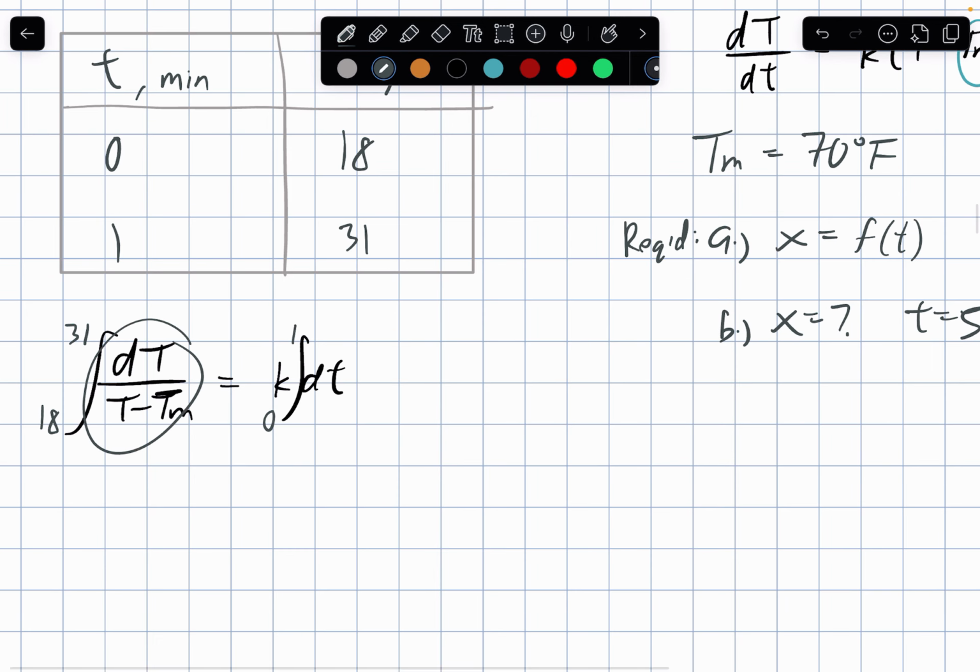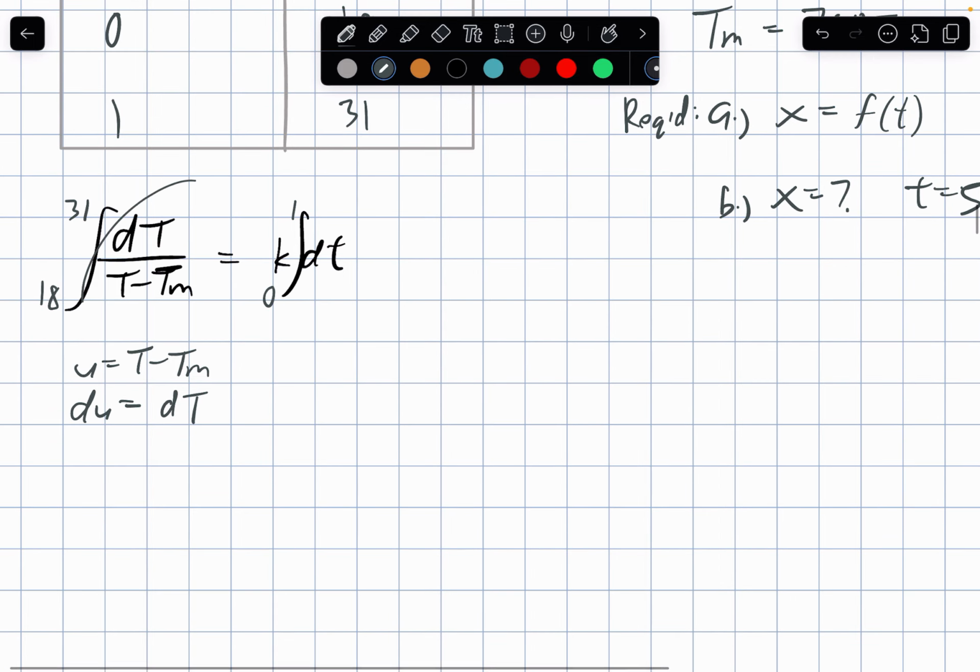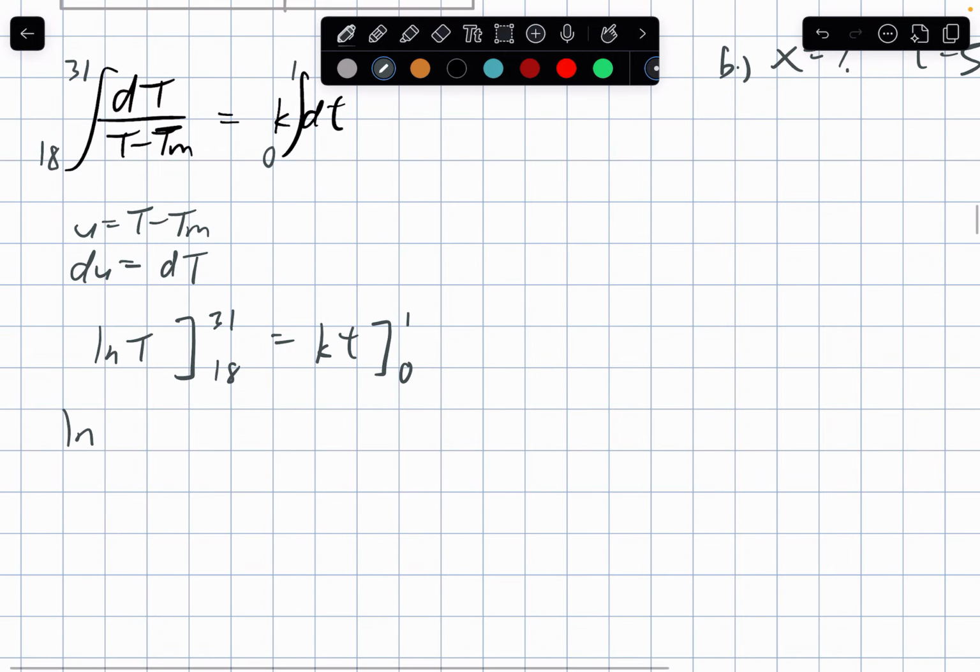So, if we were going to integrate this, u is T minus T sub m, no? du, therefore, is equal to dT. T sub m is gonna be 0 because it's a constant. Therefore, this could be integrated by u substitution, ln T, then 31, 18 equal to k t, 1, 0. Okay, ln 31 over 18.